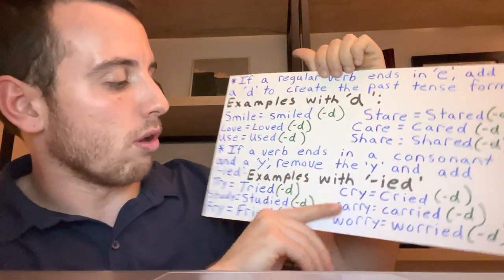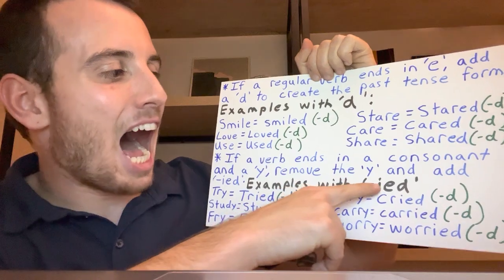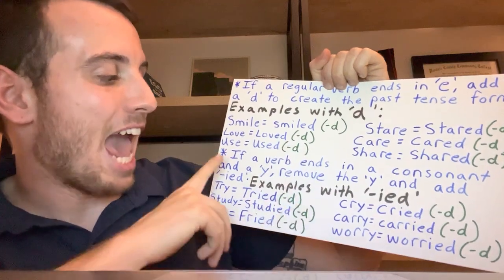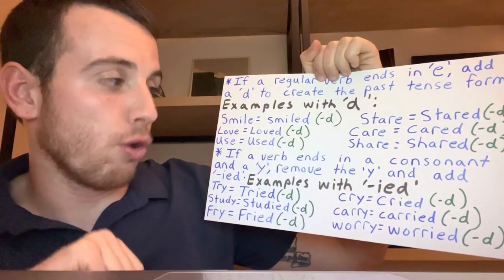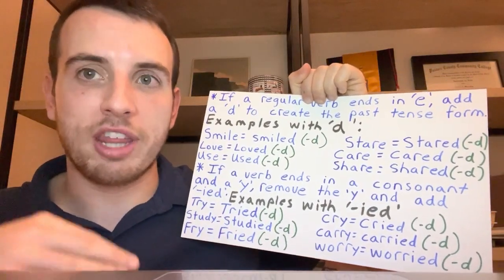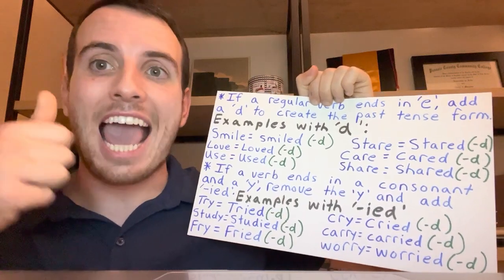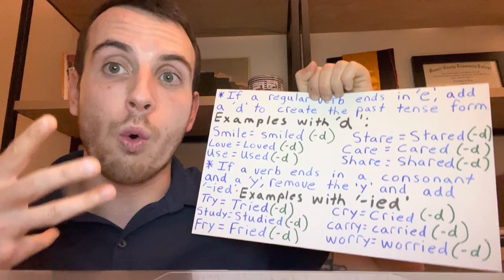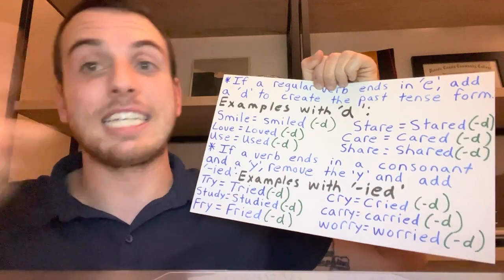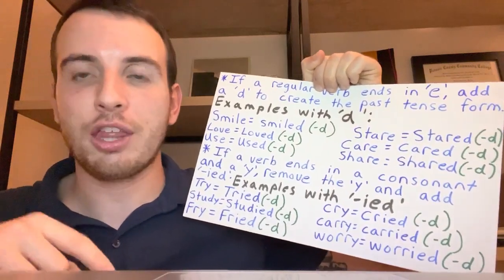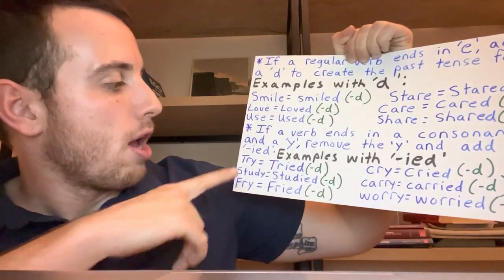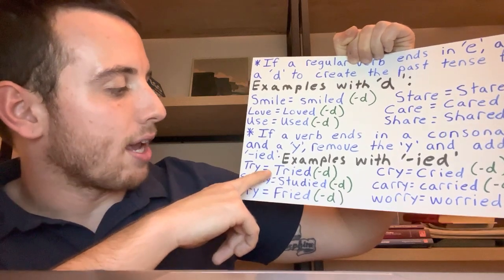So for the third rule, when regular verbs end in IED, if a verb ends in a consonant and a Y, remove the Y and add IED. So if you're familiar with vowels, our vowels are A, E, I, O, U. So a consonant is anything that isn't one of those letters. Anything that is not A, E, I, O, U.